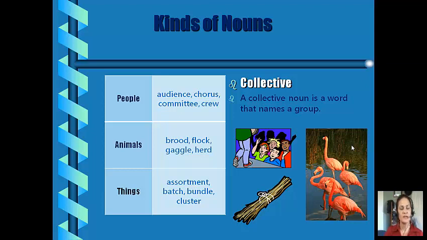So now you're going to do your activities in Canvas and you're going to identify them and type what kinds of nouns they are. Go ahead and correct it yourself.